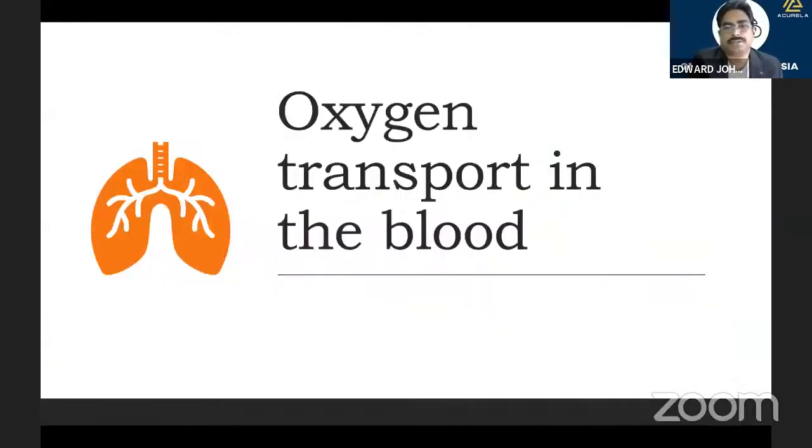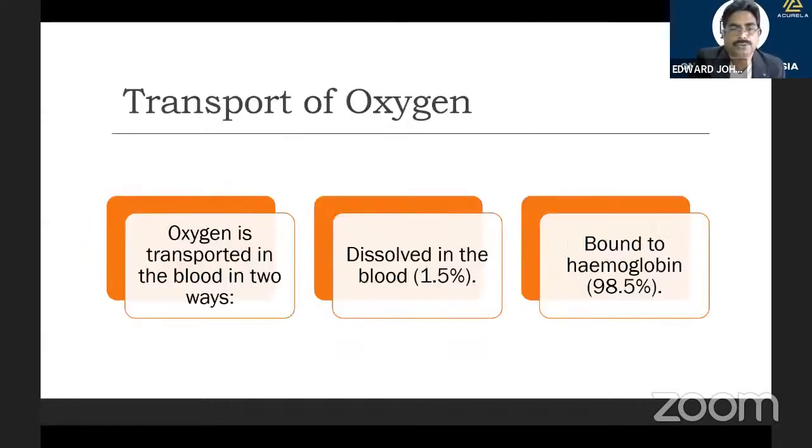So coming to the oxygen transport in the blood. Now the oxygen has reached the blood. So how is it transported to the tissues? Oxygen transport is in two forms: dissolved form and hemoglobin bound form. Hemoglobin bound form is 98.5% and dissolved form is 1.5%.